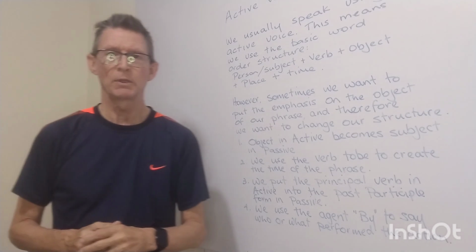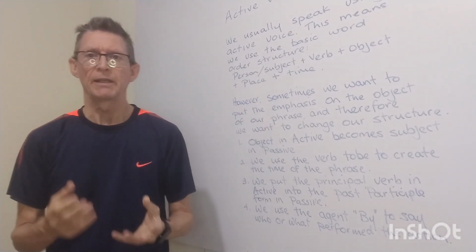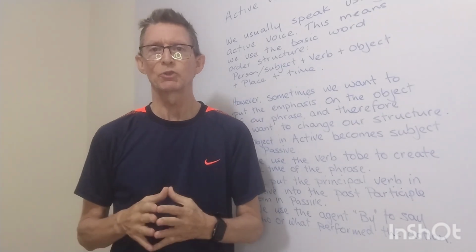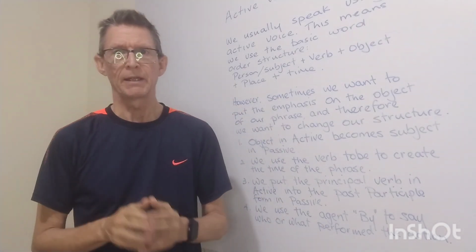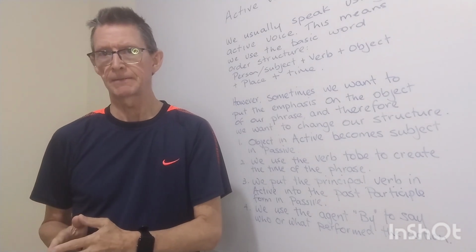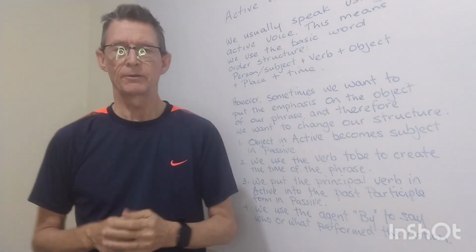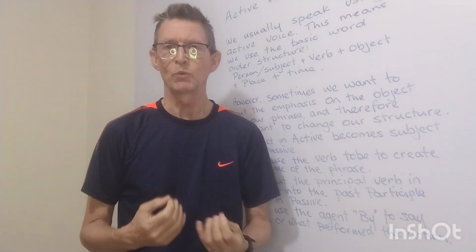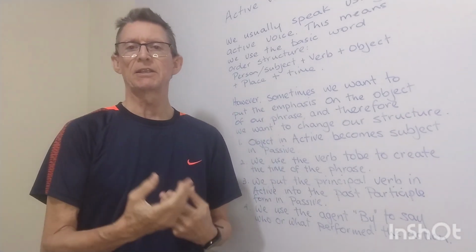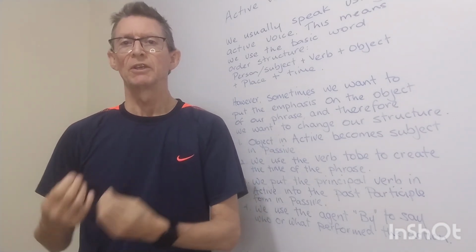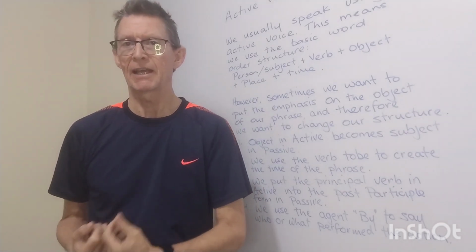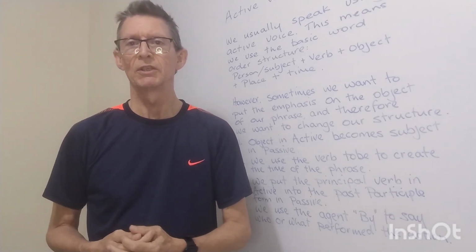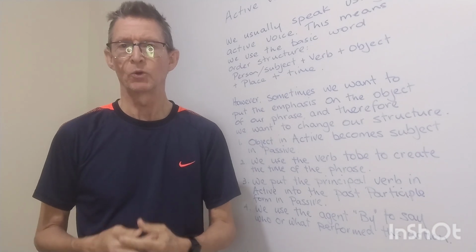The third thing we need to do is our verb in our active phrase, the principal verb, needs to be changed to the past participle form in the passive phrase. And finally, the fourth thing we need to do is use what we call the agent, which is by. Now this is an indication of who or what has actually performed the action. Sometimes we're just not interested or we just don't know who or what does the action. Therefore, we don't use it.